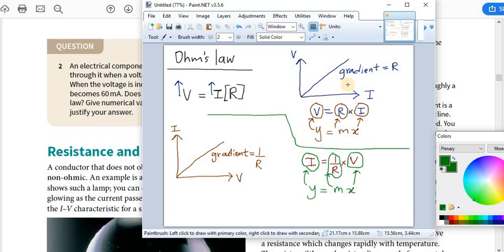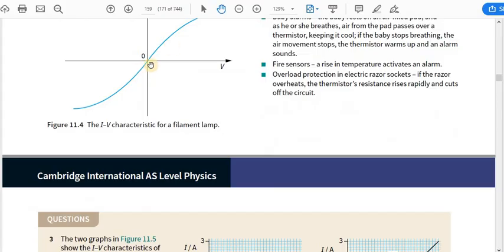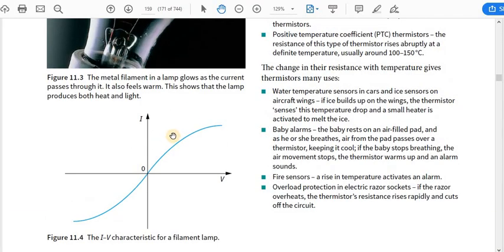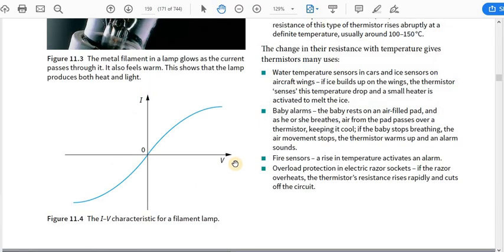What is an ohmic component and what is a non-ohmic component? If it's an ohmic component, it obeys Ohm's law. The graph of I versus V or V versus I will be a straight line passing through the origin. Now you can see that over here in the initial part, this is the graph for a filament lamp, the IV characteristic for a filament lamp. So in the beginning it is a straight line, but afterwards it curves.